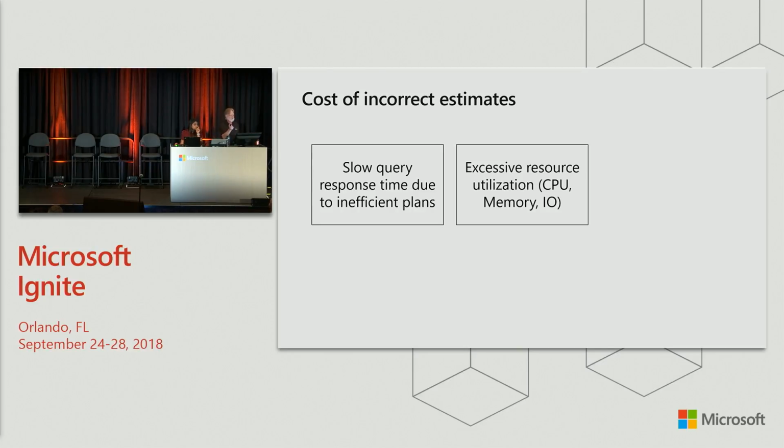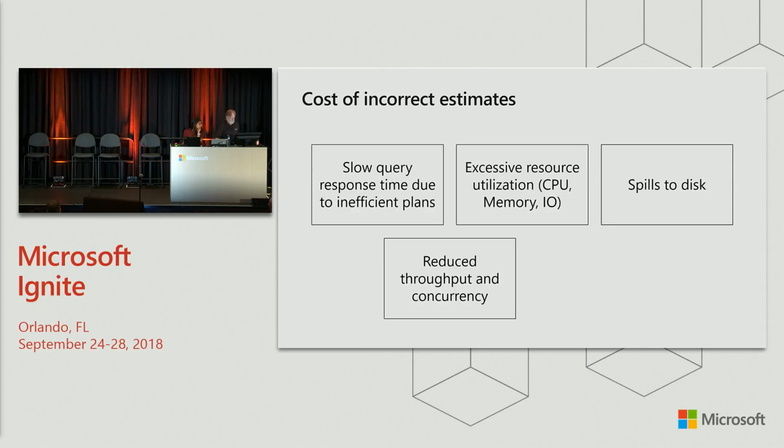Or conversely, if we optimize for a very small set of data and grab enough memory for just a small set, and you throw 5 billion rows through, then we won't have enough space to cache all that, and we're going to spill data to TempDB, and things get really slow then. Spills to disk, that's an example of that. Reduced throughput and concurrency. If we're grabbing more resources than we really should for a given query, that's going to starve all the other queries that are trying to run.